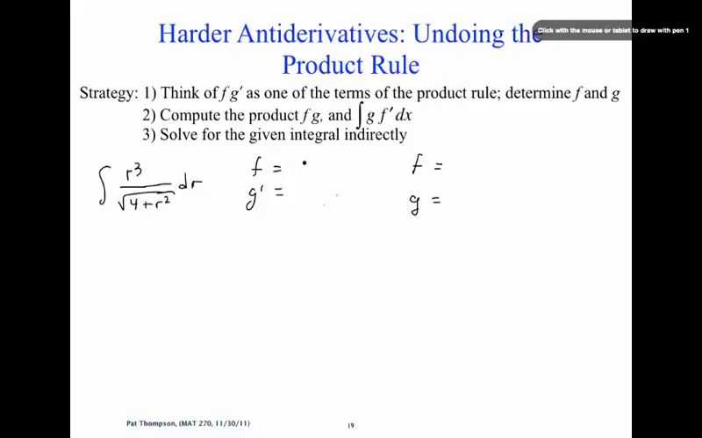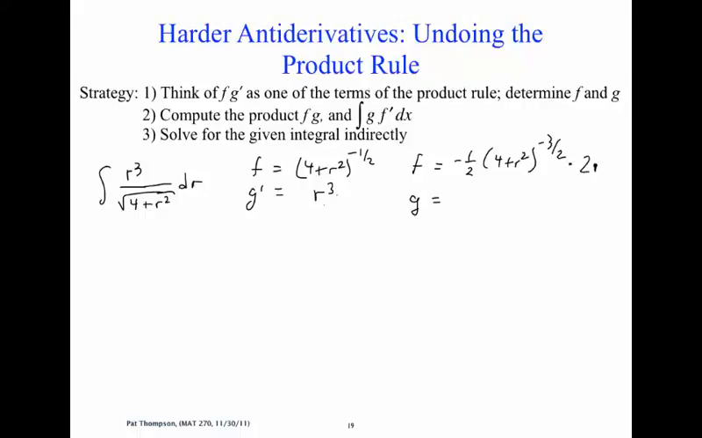So, 4 plus r squared to the negative 1 half, and r cubed. So derivative, negative 1 half, 4 plus r squared to the negative 3 halves times 2r. Antiderivative, 1 fourth r to the fourth. Oh, that's f prime. Agree with my work there? I did the chain rule. And so now we're going to have the integral of this times this. Integral of g f prime. I write that out fast. And that's supposed to be the easy antiderivative.